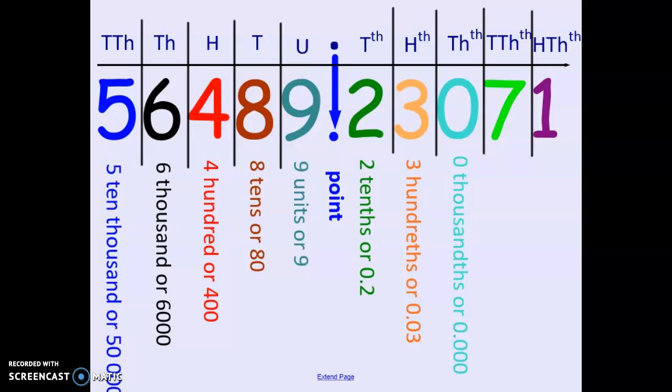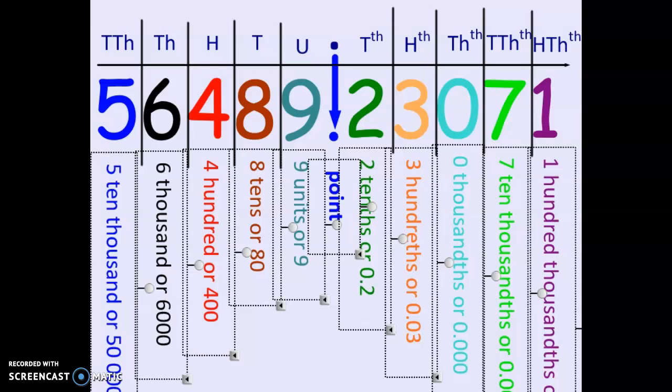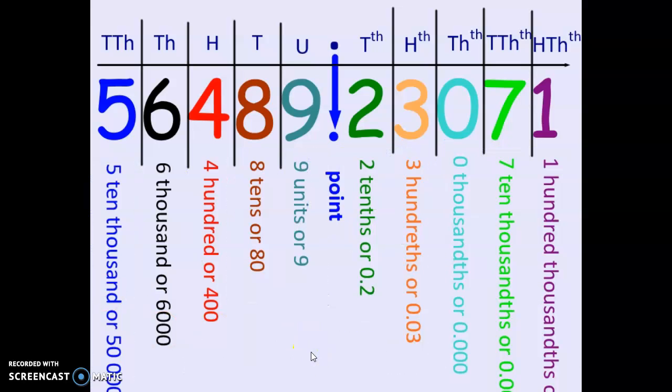The 0 is worth 0 thousandths, or 0.000. The 7 is worth 7 10,000ths, or 0.0007. And the 1 is worth 1 100,000th, or 0.00001.